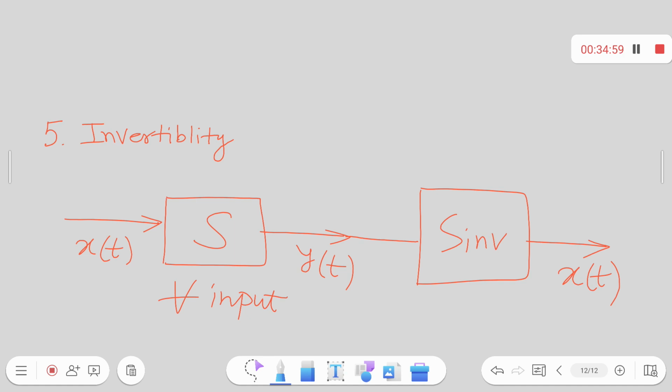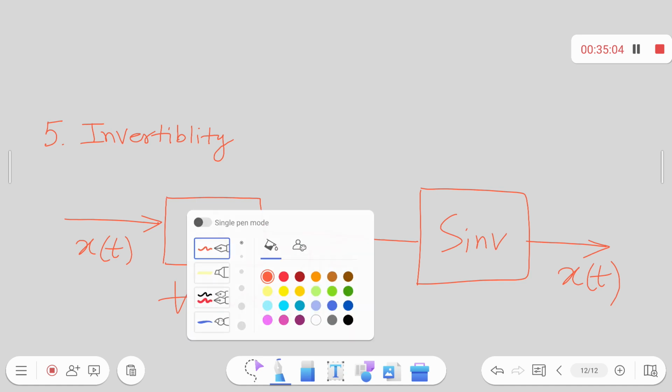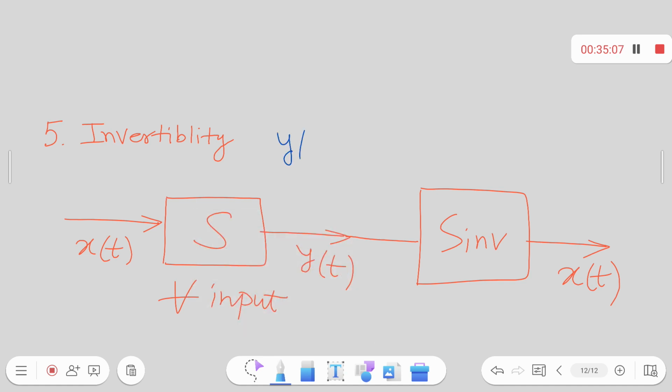Right. An example is y of t is equal to x squared of t. Let us take the input-output relationship for a system given as y of t is equal to x squared of t. Now suppose I restrict y of t is equal to x squared of t, and I restrict the condition that this is only defined for x of t greater than 0. Then the system is invertible.